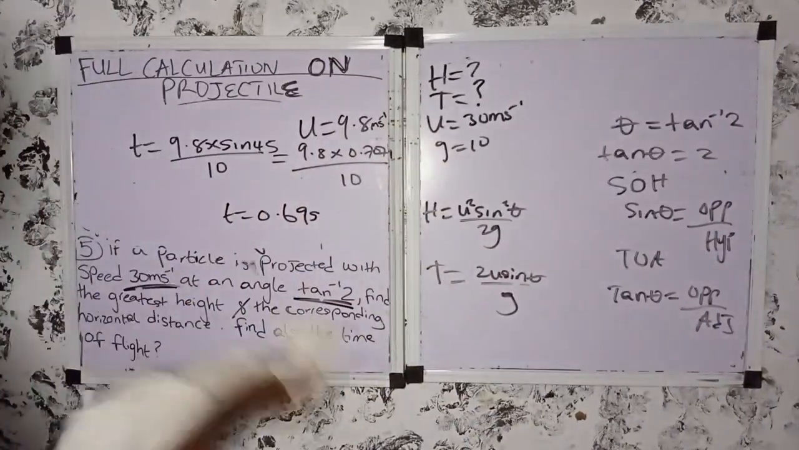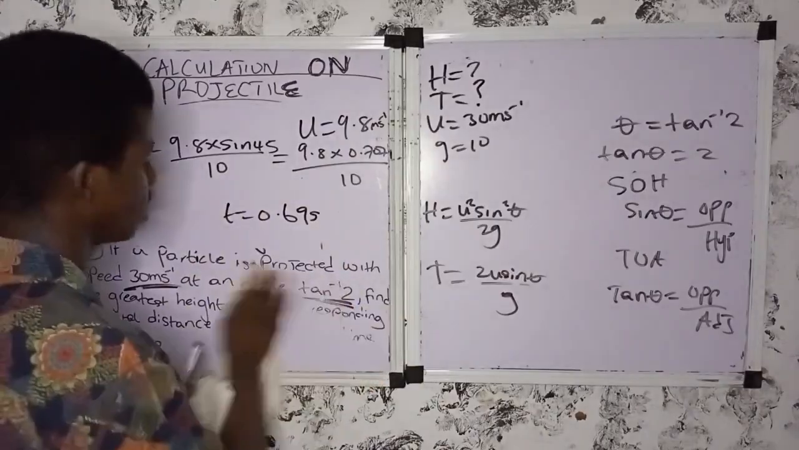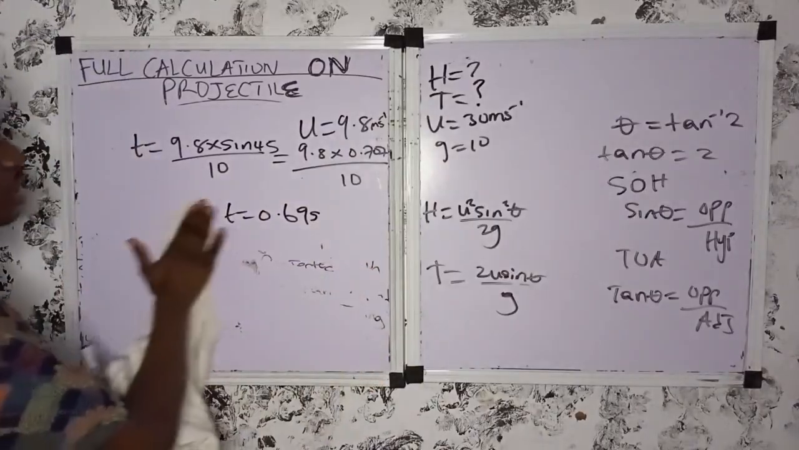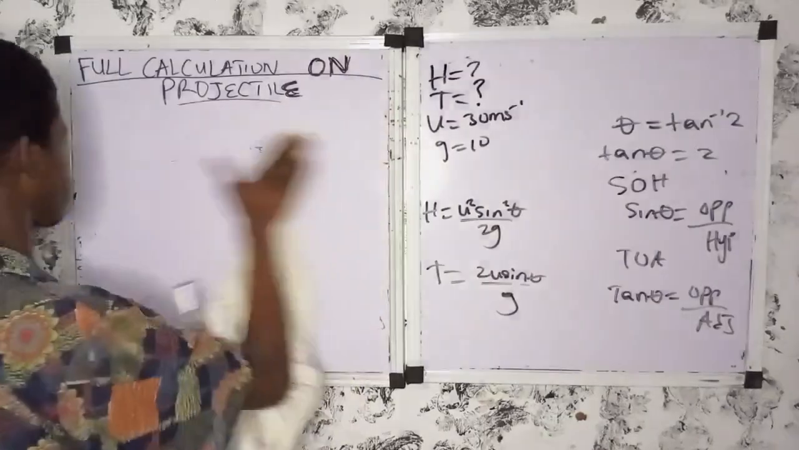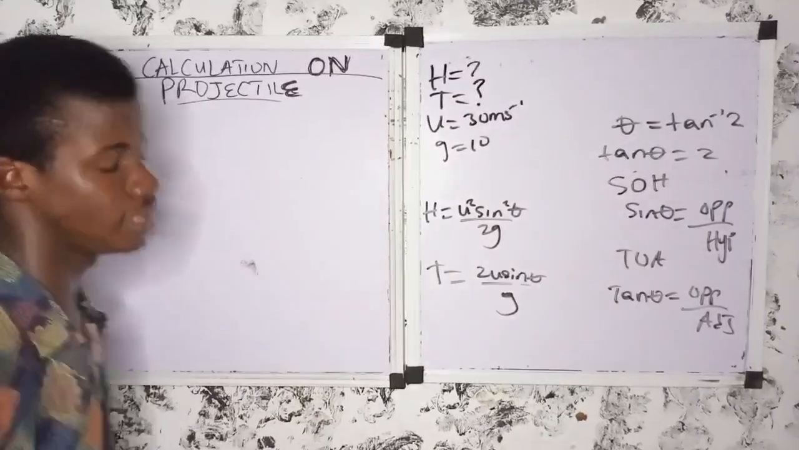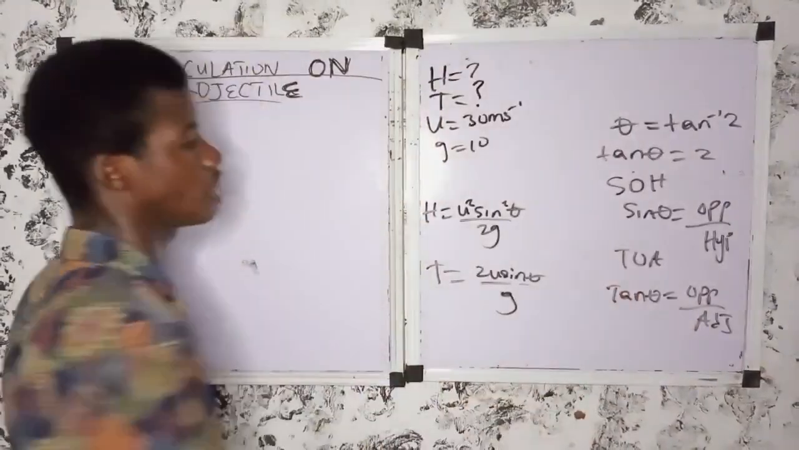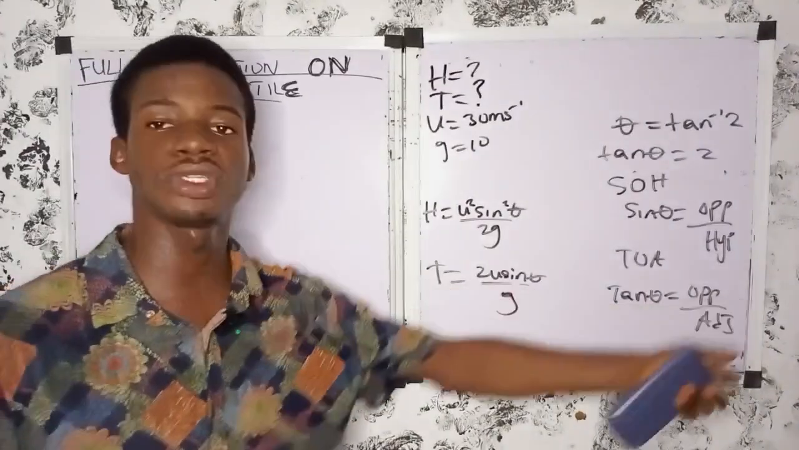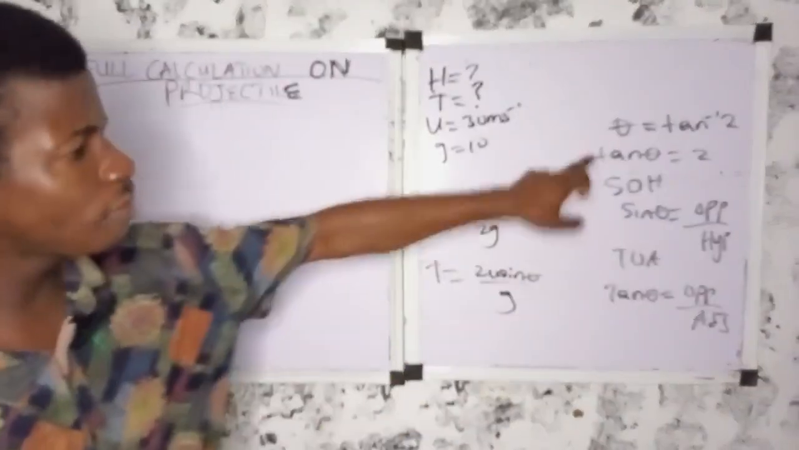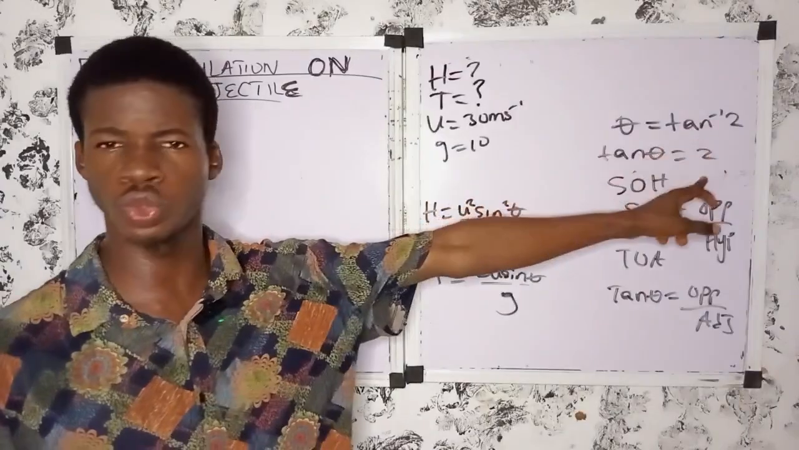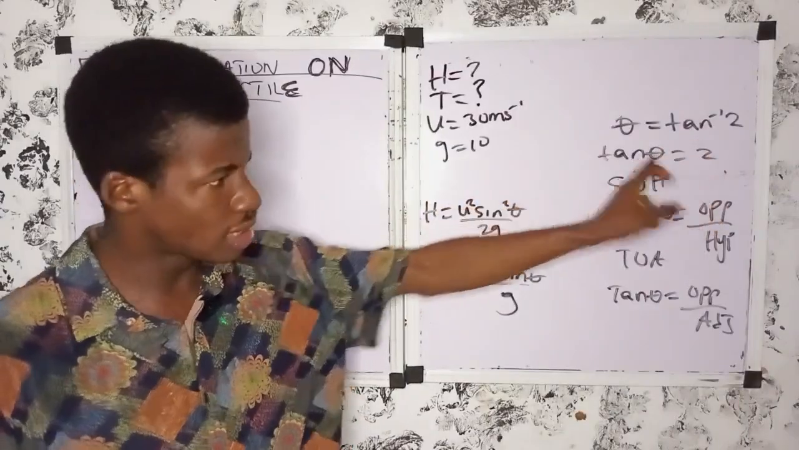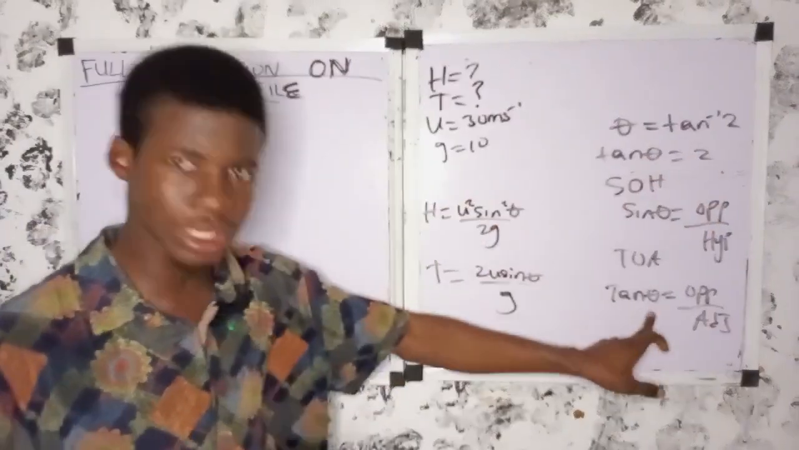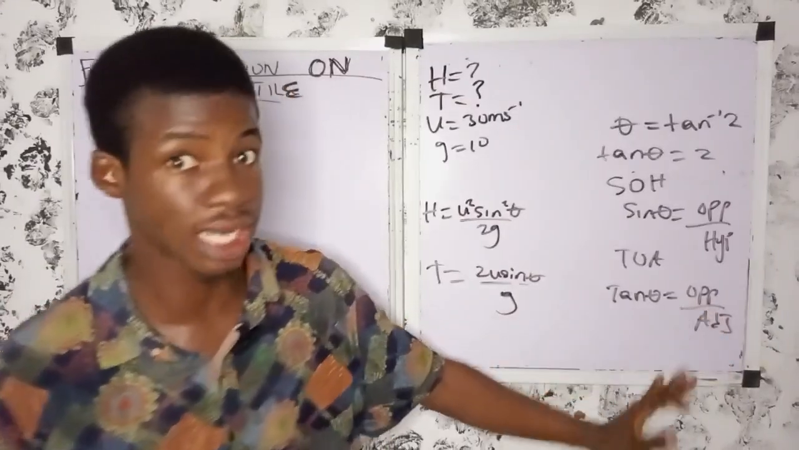Now let's continue. I can clean this part now. So the part that interests me here is this part. Tan theta is equal to opposite over adjacent, right? Now, if you look at it here, tan theta is equal to 2. Tan theta is equal to 2. We all know that tan theta is equal to opposite over adjacent.